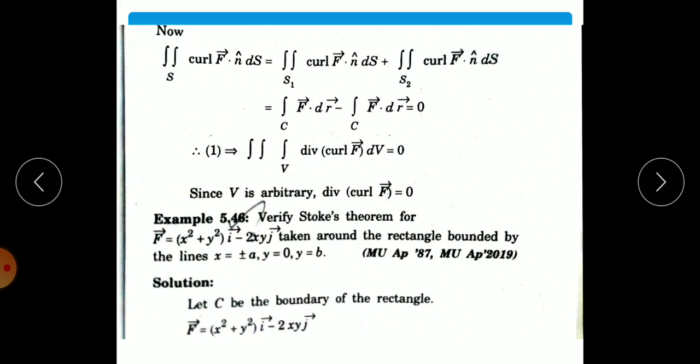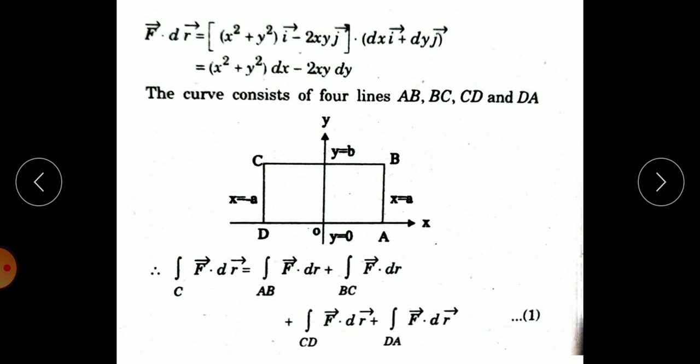So F vector, the given function, is (x squared plus y squared) i vector minus 2xy j vector. Now F dot dr is this one into (dx i plus dy j). So i into i becomes 1. So (x squared plus y squared) dx minus 2xy dy.